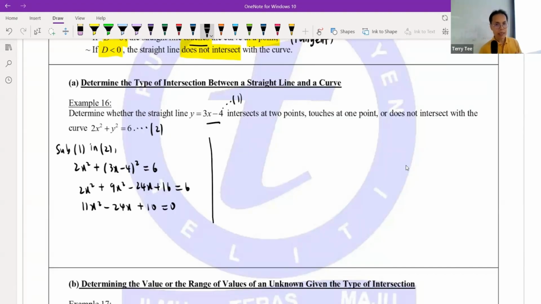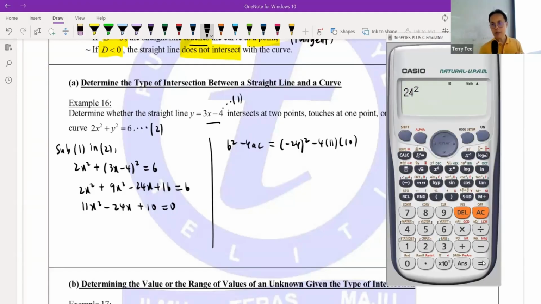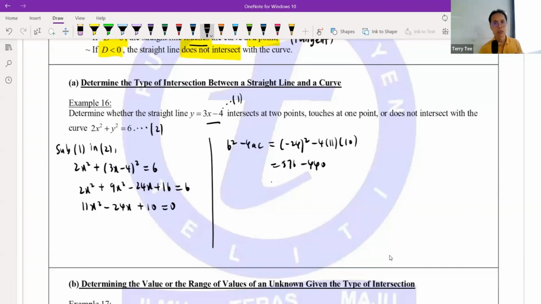Now, you don't have to solve this. Everyone, you don't have to solve it. You just have to find the type of roots by doing b squared minus 4ac. My b is negative 24. I square it. My a is 11. My c is 10. Okay, may have to use a calculator. 24 squared is 576, right? This is 440. The difference is 136, more than zero, correct? Meaning what? It will intersect at 2 points.